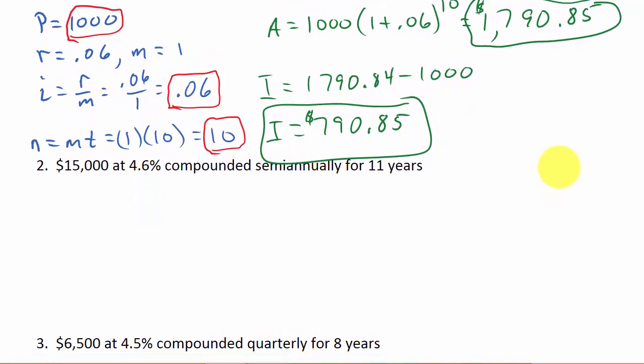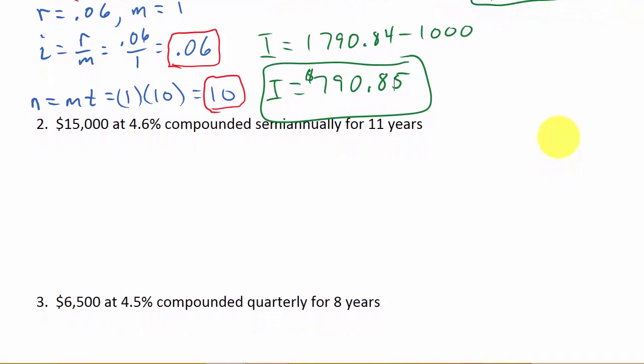All right, so let's look at the next one. All right, let's write our formula down again. A is equal to P times 1 plus I to the N. All right, so we've got $15,000 at 4.6% compounded semi-annually for 11 years. All right, so we have P is equal to 15,000, and let's go ahead and get R and M.